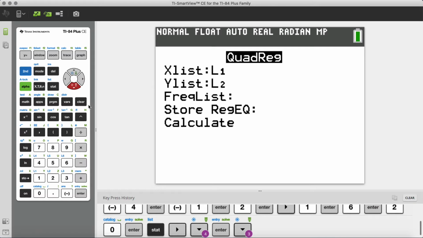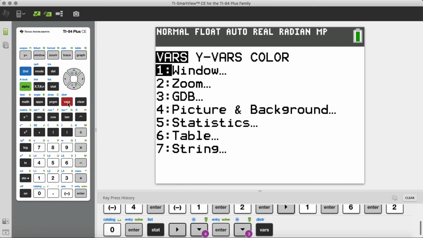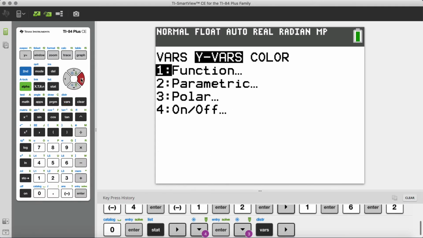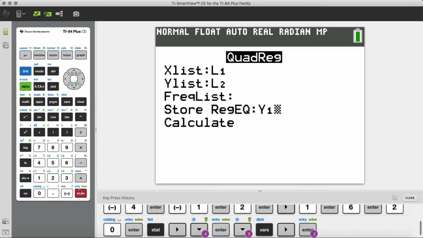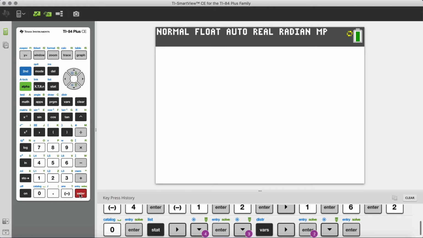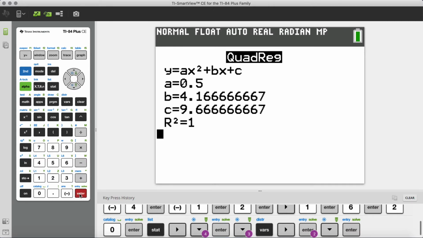If you're on an older calculator, you just need to click vars right now. So we click vars, we go yvars, we go function, we go y1. So now, if you're in an older calculator, it should say y1 up here at the top of your screen. Newer calculators, it's going to say y1 store regression equation. So in both cases, it's going to store the regression equation in y1. We click enter, calculate, boom, there's our regression equation.